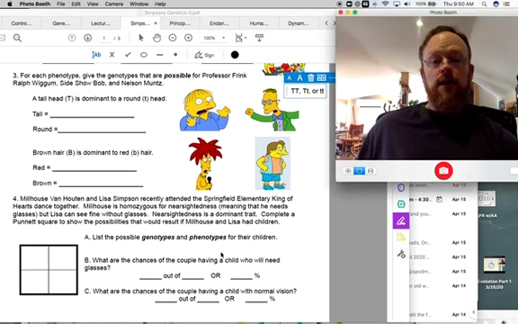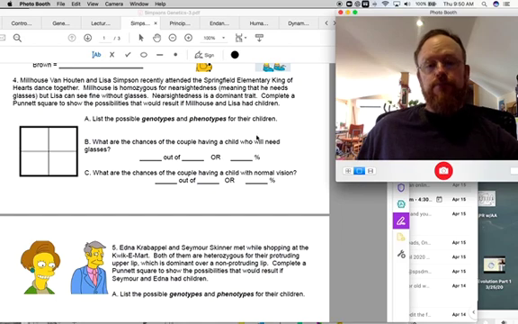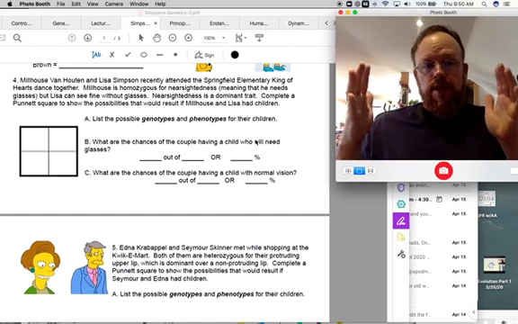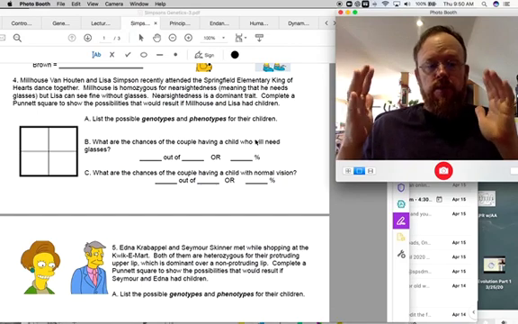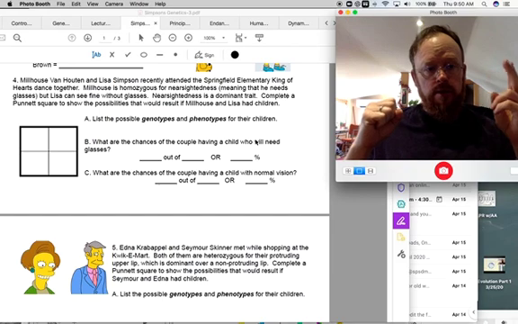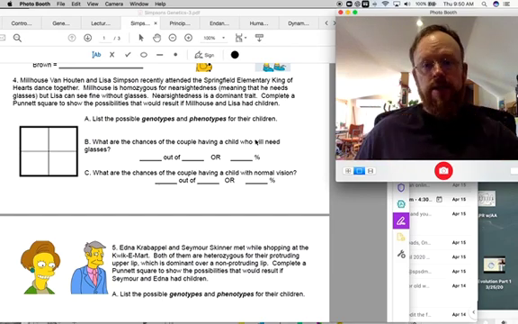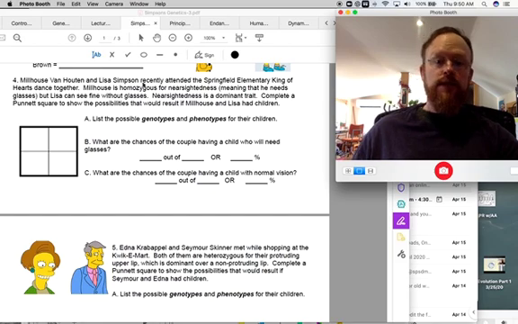Okay, let's check out number four. This is where it starts to get a little tricky, but the way that I like to start all these is say, okay, what are my genotypes? What are my possible allele combinations? There's going to be a capital and a capital, a capital and a lowercase, and a lowercase and a lowercase, and what do those code for? Okay, so let's read through here. It's Milhouse and Elisa.